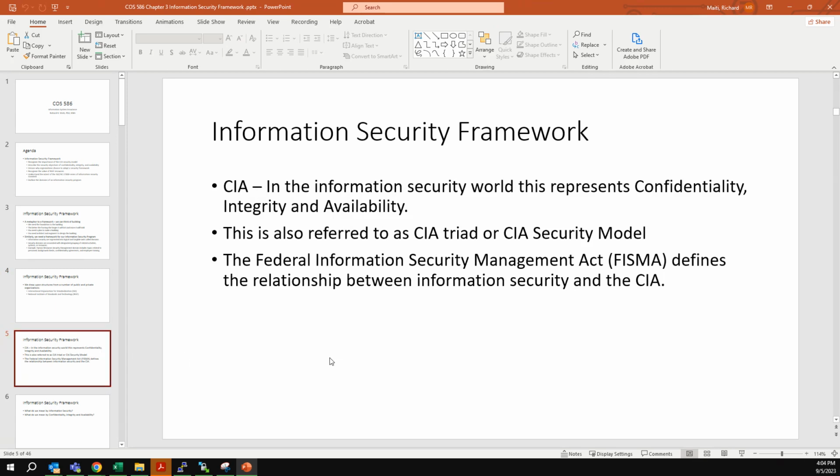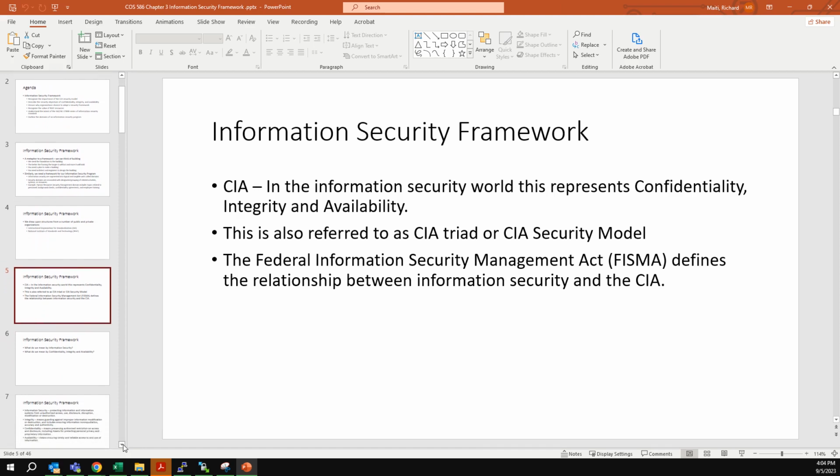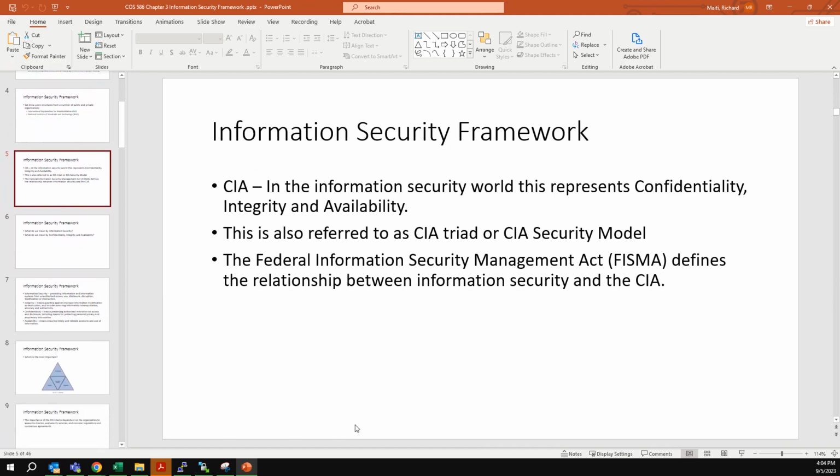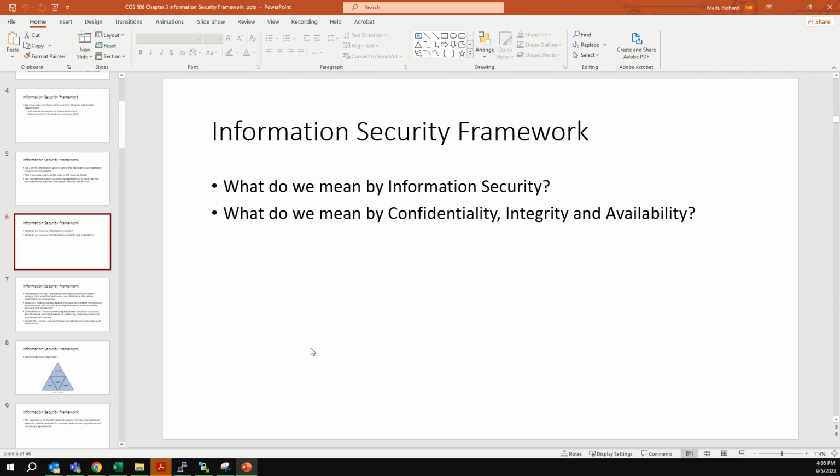So the CIA, as we know, represents confidentiality, integrity, and availability, also known as the CIA triad or the CIA security model. So this is important, one of the most important cybersecurity frameworks. You've heard of that most often. The Federal Information Security Management Act defines the relationship between information security and the CIA.